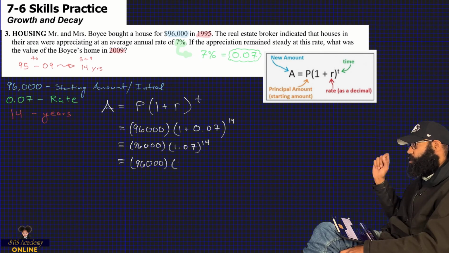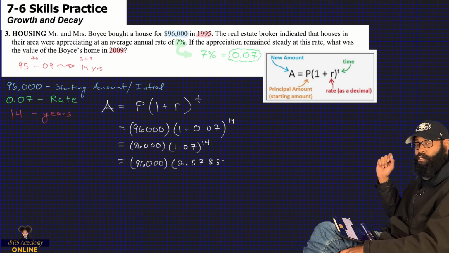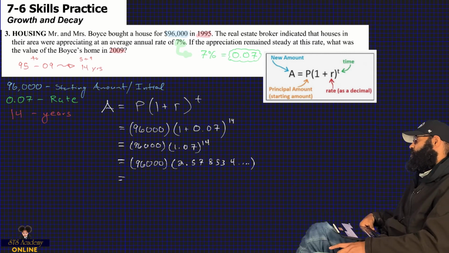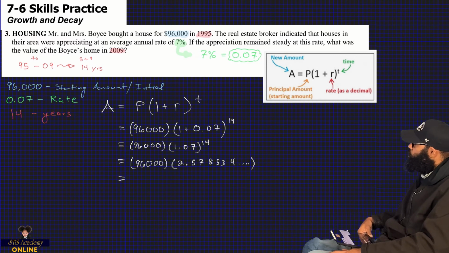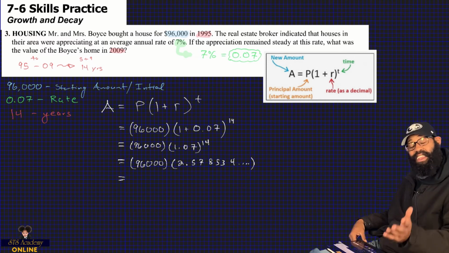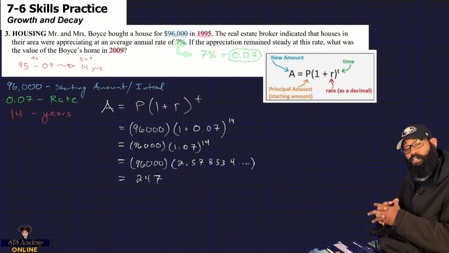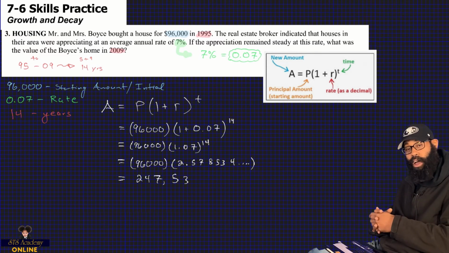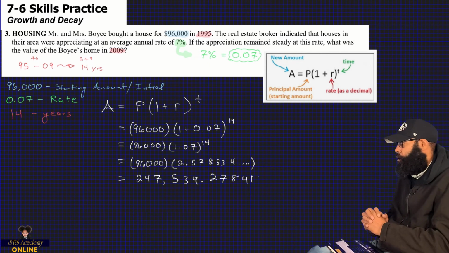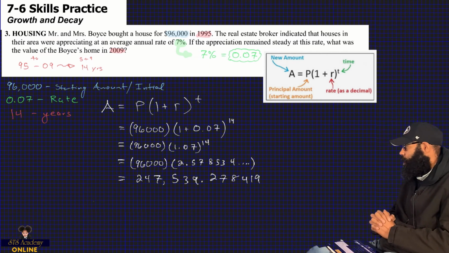So parentheses first, exponents, and then we're going to multiply 96,000 times 2.578534. I knew I wasn't going to do it all video, guys. So again, you're going to get a very long decimal. Of course, we've known how to round for quite a long time. So please, especially when dealing with money, you don't need all them decimals.